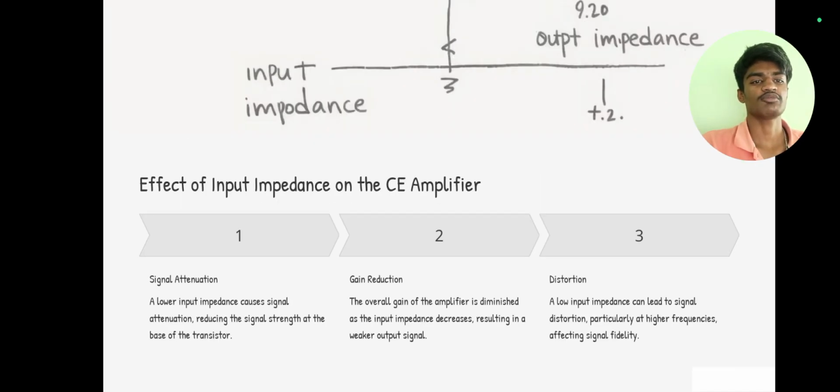The effect of input impedance on this common emitter amplifier. It includes three effects: signal attenuation, gain reduction, and distortion. Signal attenuation. The lower input impedance causes signal attenuation, reducing the signal strength at the base of the transistor. Gain reduction. The overall gain of the amplifier is diminished as the input impedance decreases, resulting in a weaker output signal. Distortion. A low input impedance can lead to signal distortion, particularly at higher frequency, affecting signal fidelity.